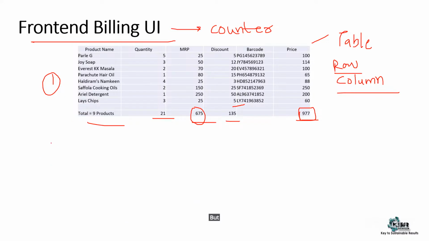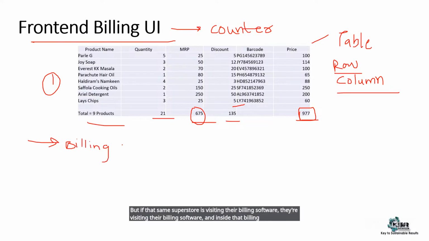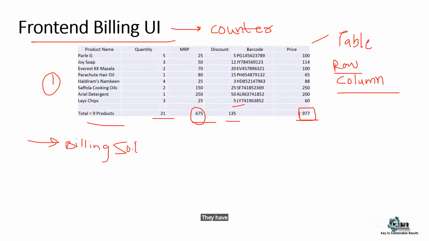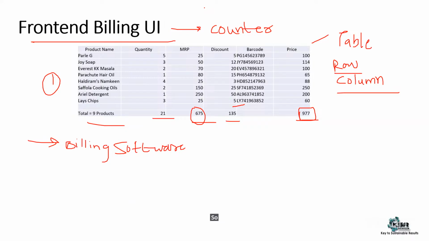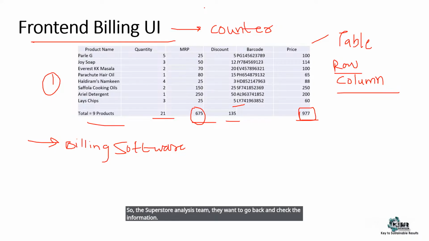But if that same superstore is visiting their billing software, and inside that billing software, they have maybe 1,000 bills which are generated for that particular day. 1,000 bills. They want to check what kind of products everyone has purchased. Not for a single bill, but for multiple bills. That means if 1,000 people have visited, all 1,000 people have generated bills. So the superstore analysis team wants to go back and check the information. How would they go back and check?